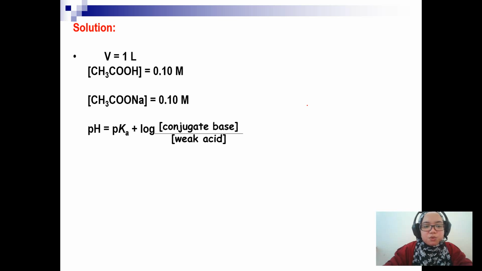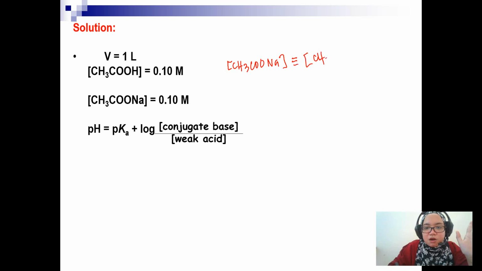So pH equals pKa plus log of conjugate base divided by concentration of weak acid. We know that since the conjugate base is a strong conjugate base, we can assume that it is completely dissociated to form CH3COO minus, so we can assume that the concentration of sodium ethanoate is equivalent to the concentration of ethanoate ion, which equals 0.1 molar.